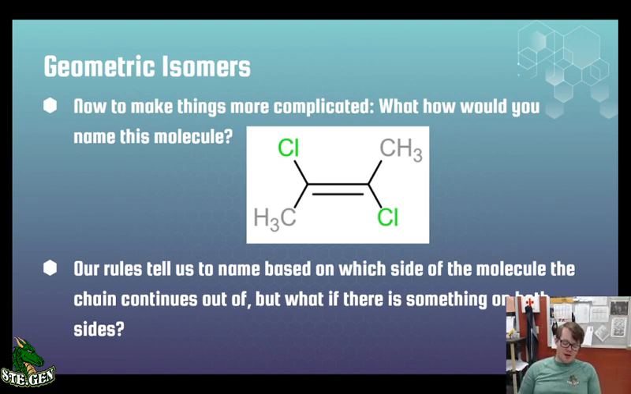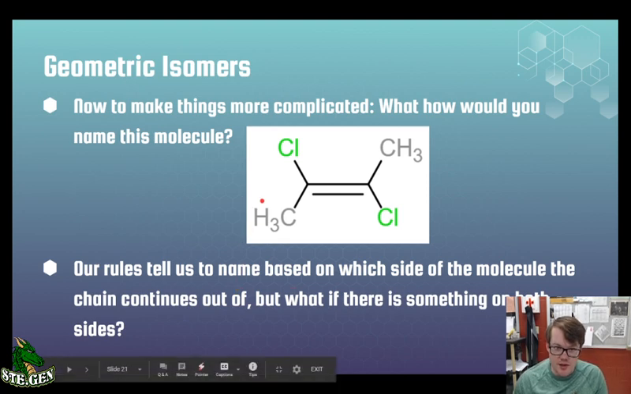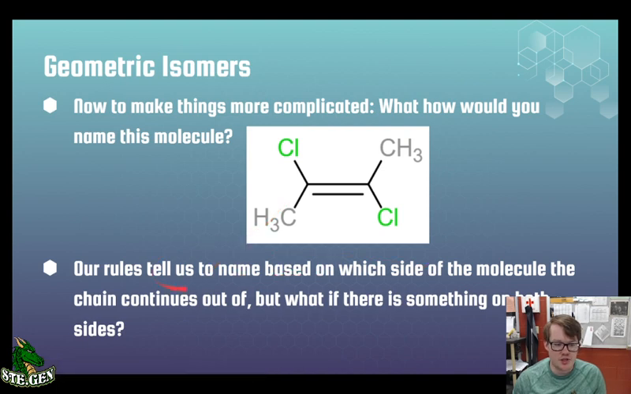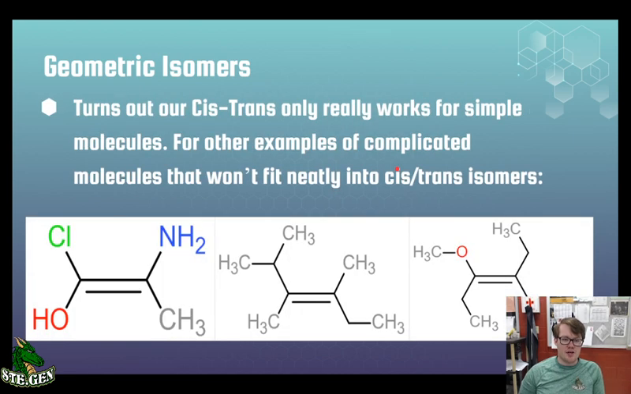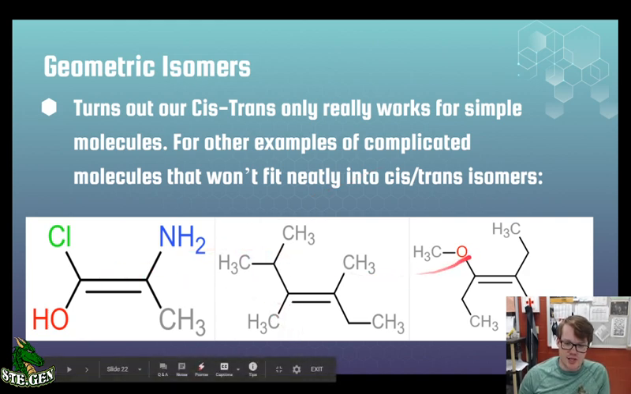Now, let's make things a little bit more complicated. What if instead of it just being a double bond, there were actually things attached to it, like in here? Our rules told us to name based on which side of the molecule the chain continues out of, but in this case, there is stuff on both sides of it. So looking at this, you might go, okay, well, it's trans. The carbon chain is going onto the other side of the double bond, so it's a trans molecule. But it turns out cis-trans isomerism really only works for simple molecules. Here's a couple of other ones that get even more complicated. This one only has one actual carbon on the other side at all. This one has carbon chains going in all directions. This one has 3 carbon chains and then has an ether over here. So there's a whole lot that's going on here.